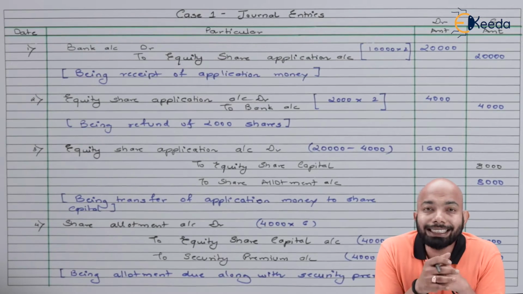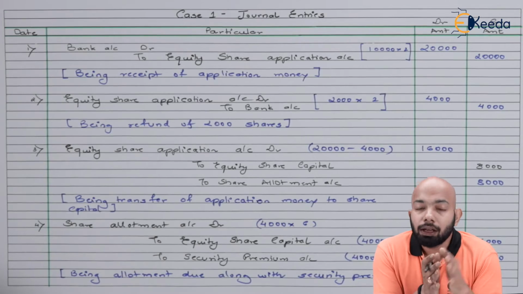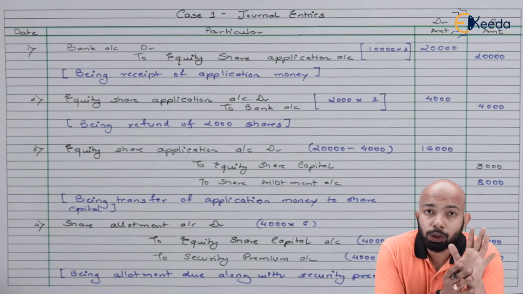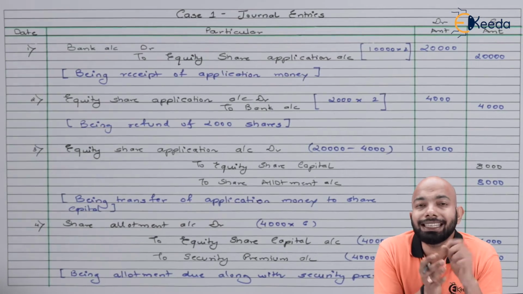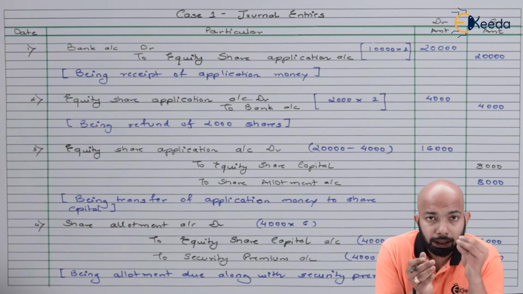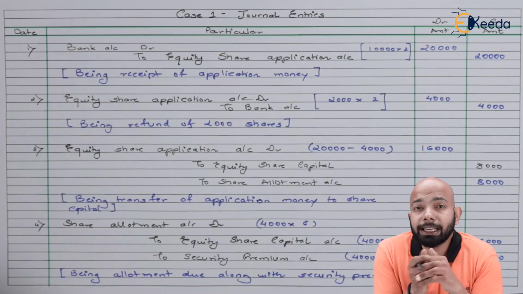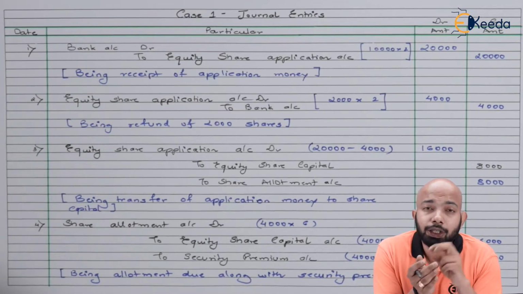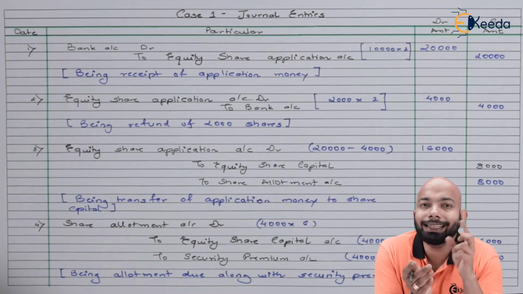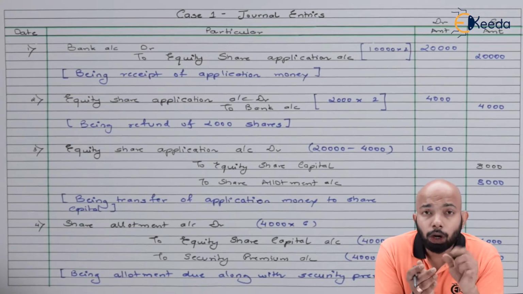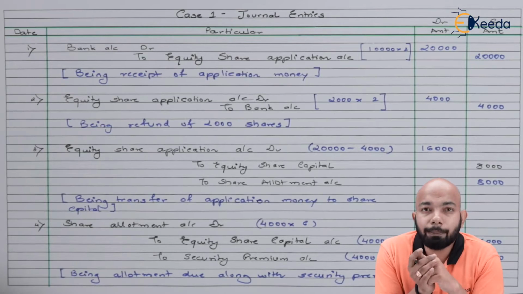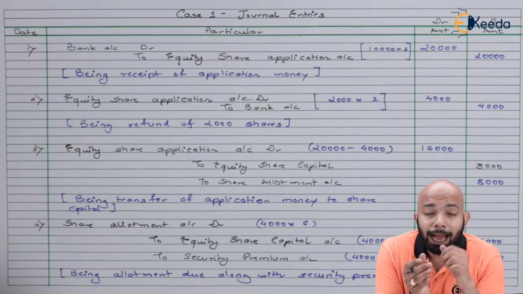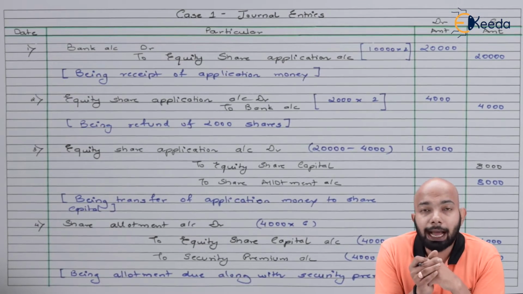So the first entry that we have mentioned, in the case 1, the issuance of shares was for 4,000. However, we have received applications for 10,000. So we have received that many applications. We have taken care of that many applications by refund, by full allotment, and then balance by pro rata. So we'll first pass the entry for receipt of application money. That is bank account debit to equity share application account.